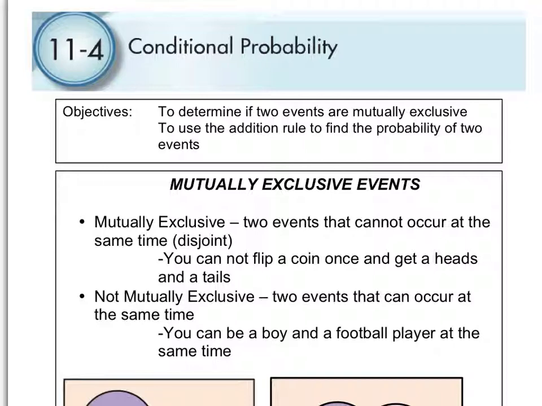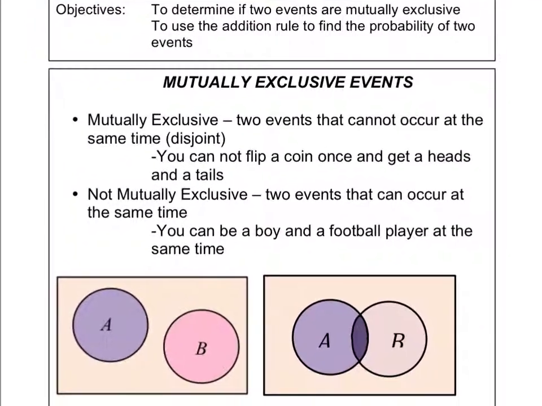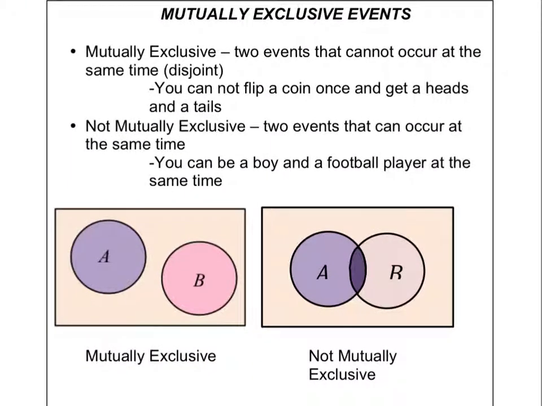Talking about mutually exclusive events. To be mutually exclusive means that two events cannot occur at the same time. You're not going to be more than one thing at a time. For example, you cannot flip a coin once and get a heads and a tails at the same time. If you flip the coin, you're either going to get a heads or a tails. You can't get both at the same time. Those are things that are mutually exclusive. You see in parentheses here the word disjoint. They're not related to each other.